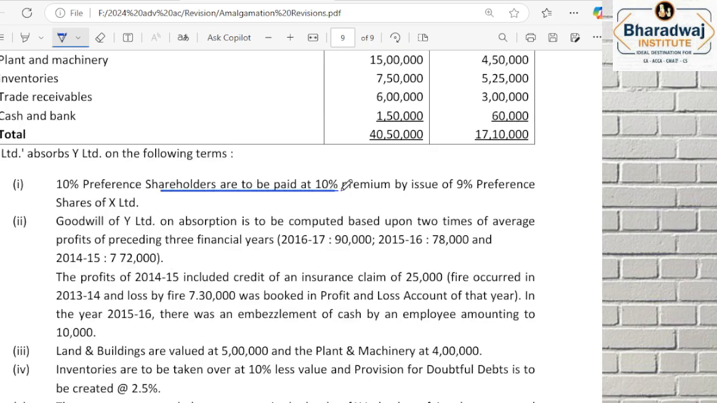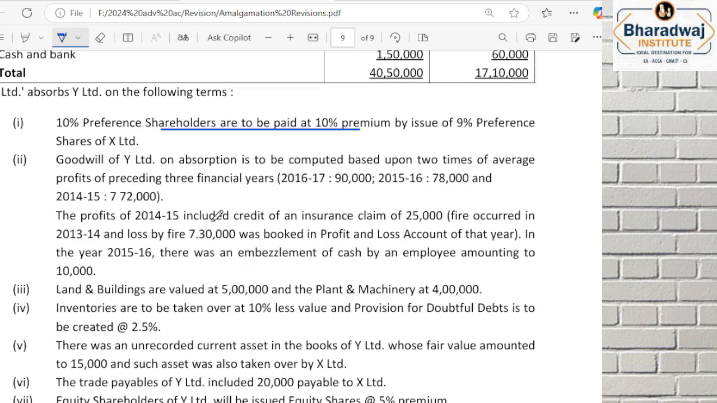Preference shareholders are paid what? 10% premium. Goodwill should be completed. 2 years of average profit of last 3 years is given. Okay. Profit of 2014-15 included some insurance claim is given. Loss by fire, etc. is given. There was an embezzlement of cash is given. So we have to value the goodwill based on the data available.